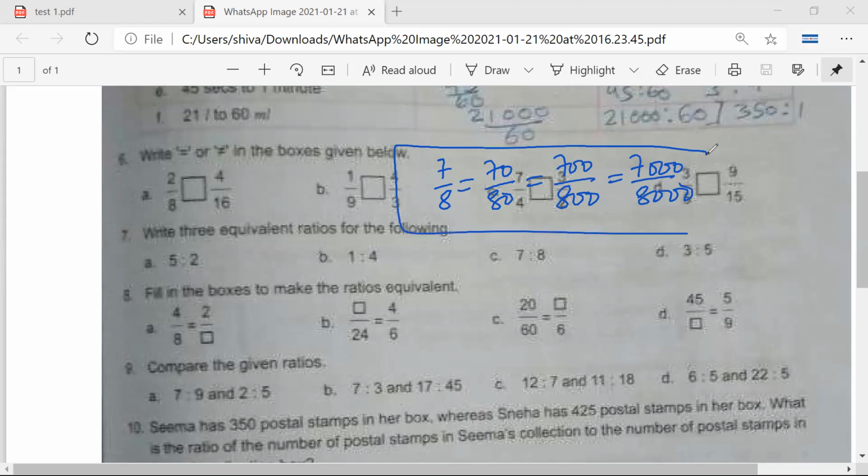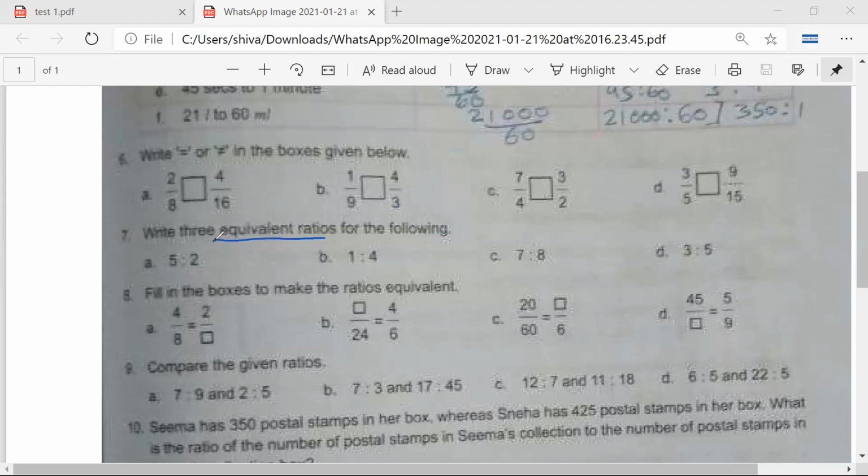Mr. Sarthak, any doubt? No, sir. Okay, nice. So this is how to write equivalent ratios. Okay. Next part is equivalent ratios. Okay. Mr. Sarthak, A part.